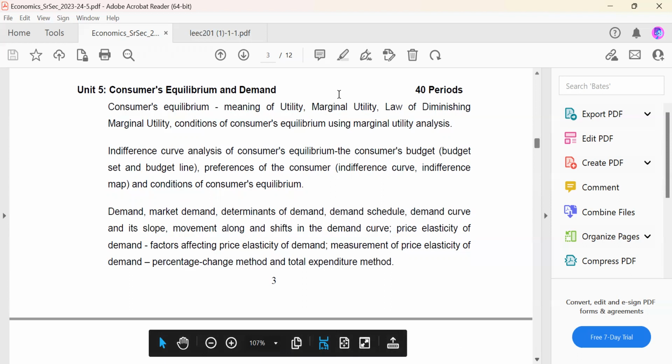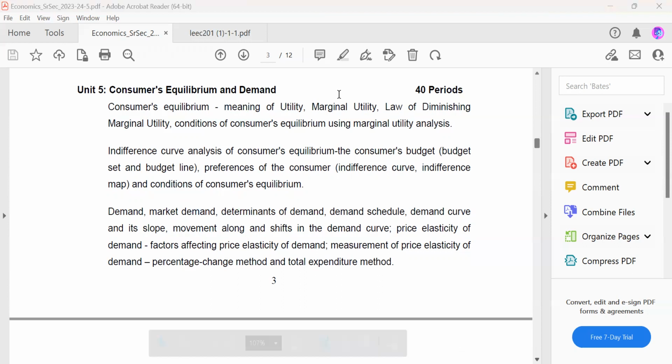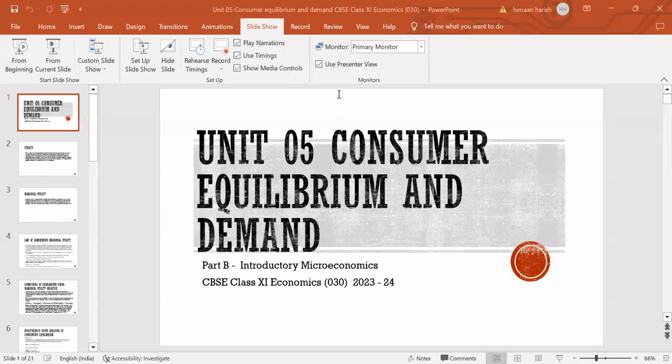Hello. So we are heading to Unit 5 of the introductory microeconomics classes. Just a slight gap. We will start Unit 5 soon, in another couple of minutes. So are there any clarifications regarding Unit 4?